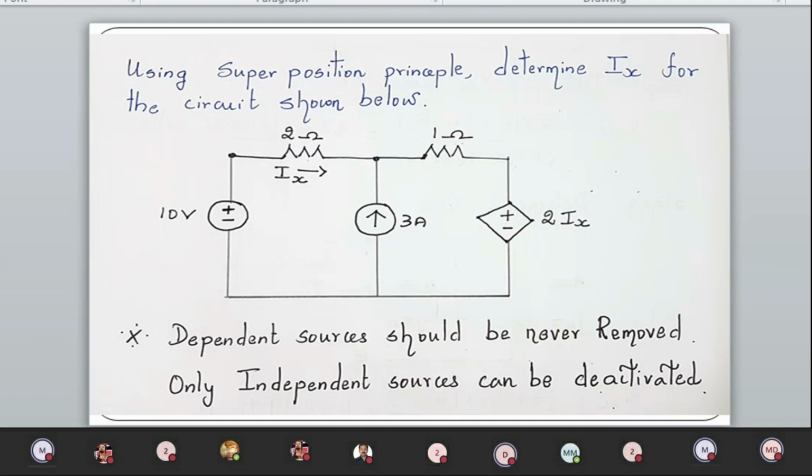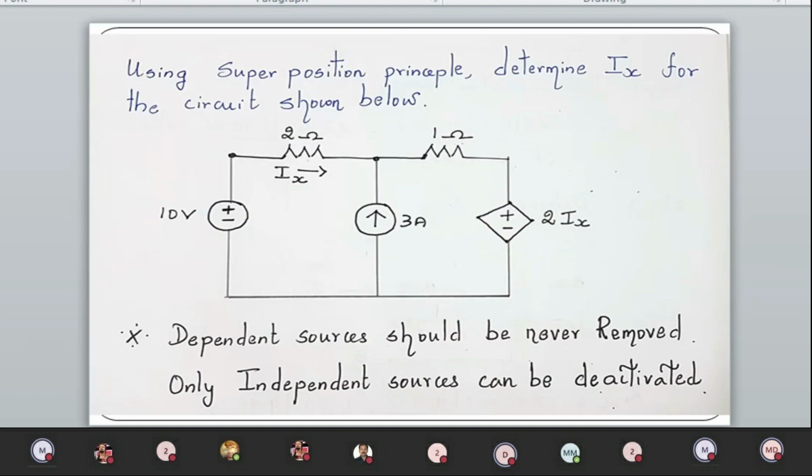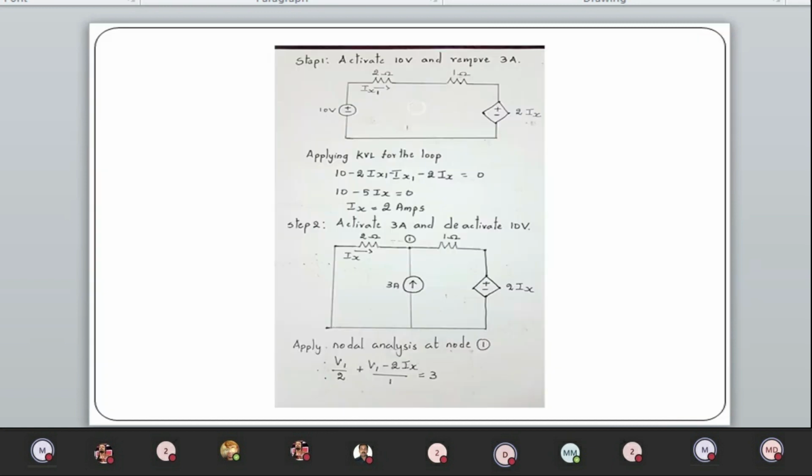Now let us take the circuit. Step 1, you activate the voltage source first. When I activate the voltage source first, the 3 amp current source has to be deactivated, that is open circuit. So you have only one loop.